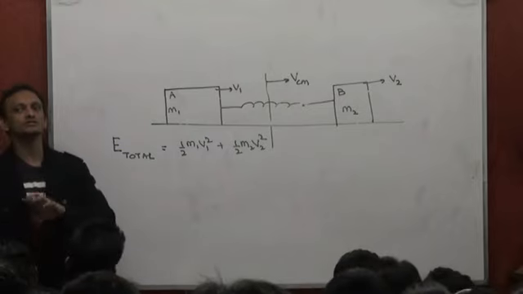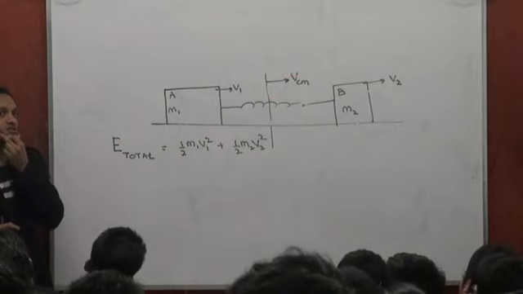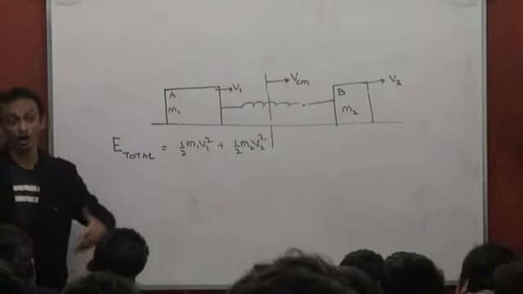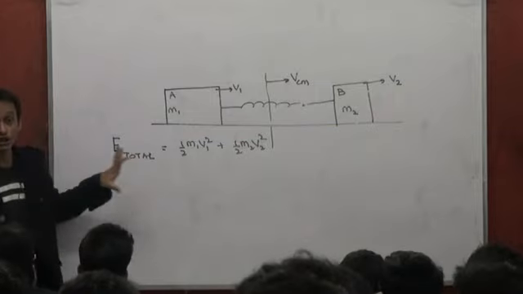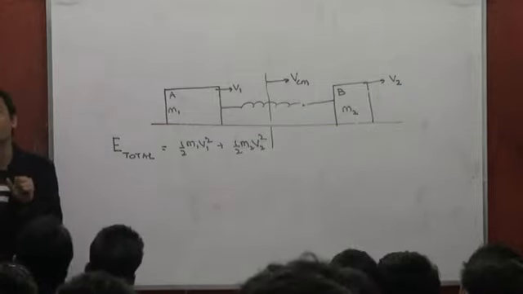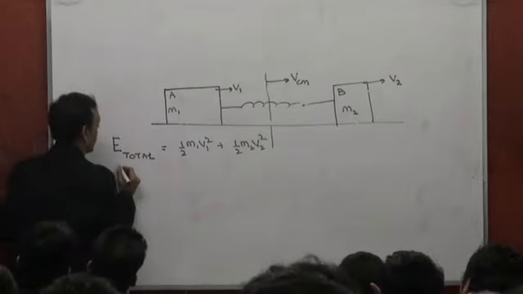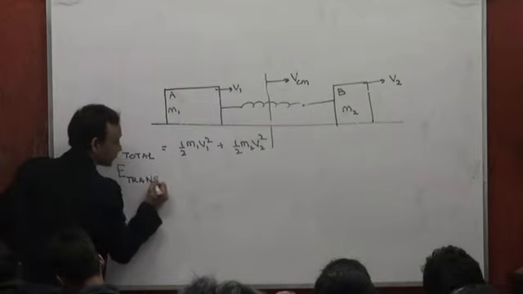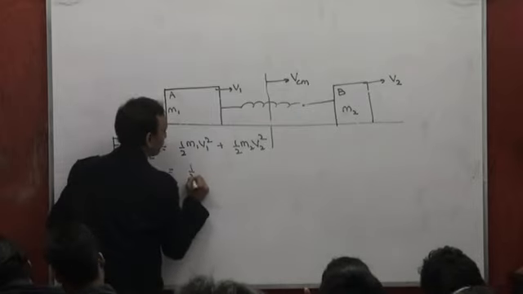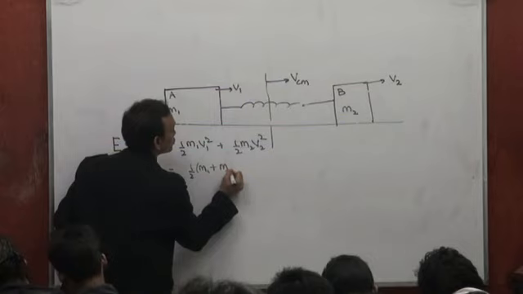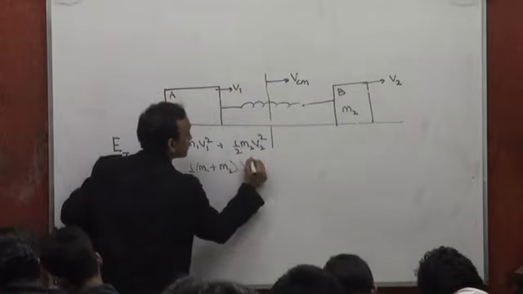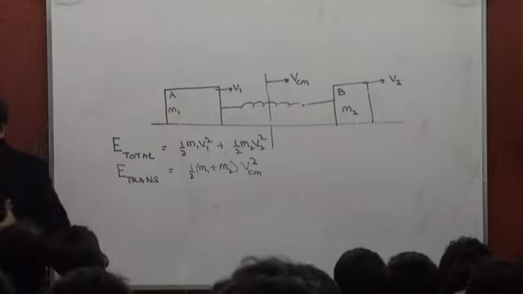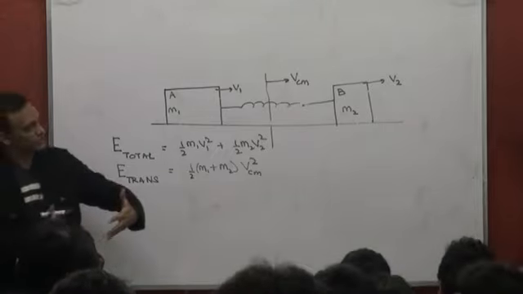Of this total energy, part of it resides as kinetic energy of translation. What is that? E translation is going to be half of (m1 plus m2) into vcm squared. This is the kinetic energy which is embodied in translation.